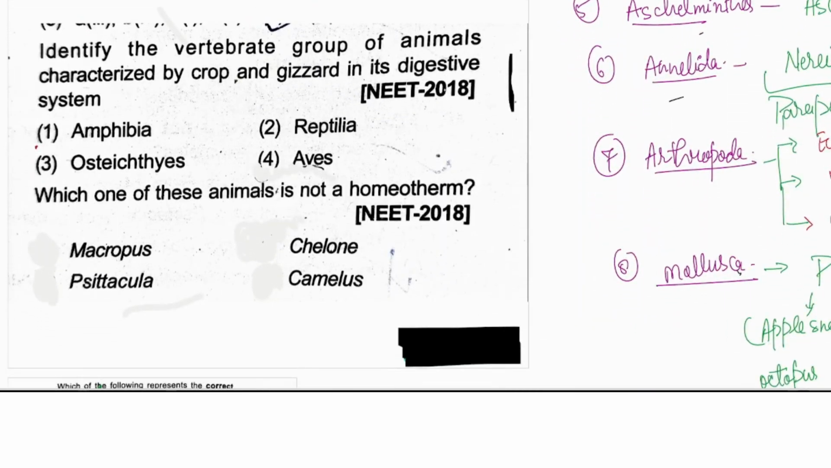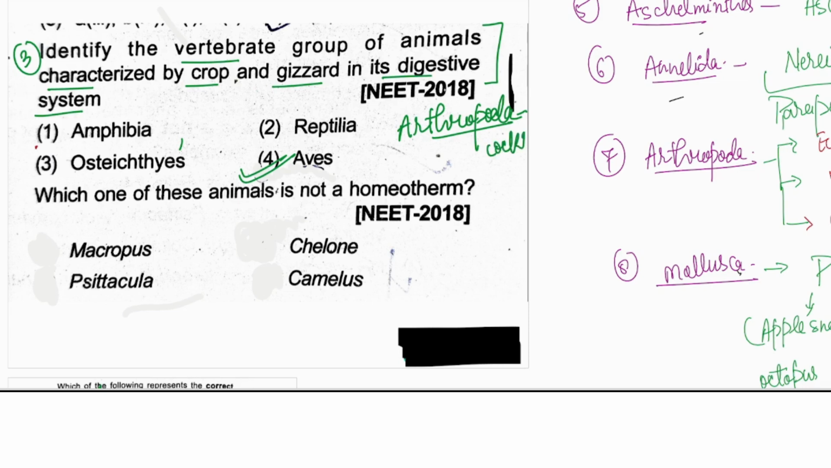Next is question number third: identify the group of animals characterized by the crop and the gizzard in its digestive system. That crop and gizzard we have seen in the phylum Arthropoda, right? In the phylum Arthropoda we have seen this feature, and it is also related to the class Aves. The birds also have the crop and the gizzard. In Arthropoda we have seen it in the cockroach, in the first chapter, Structural Organisation, where we studied the cockroach. In that we saw the crop and the gizzard. That same thing would be available in Aves also.